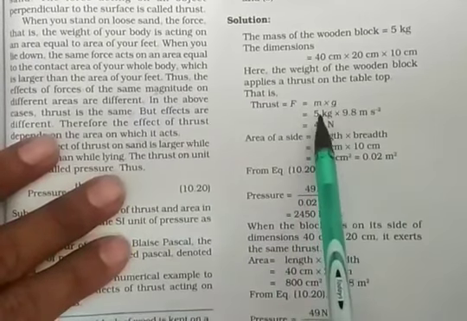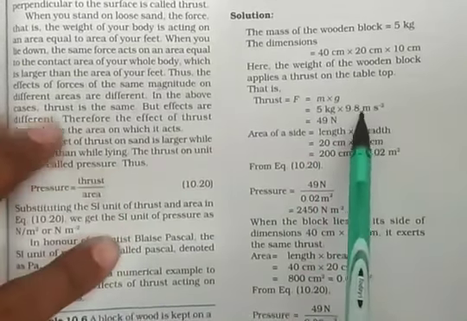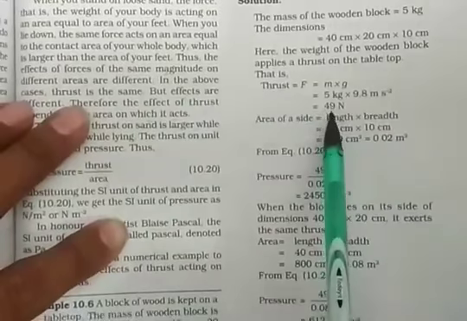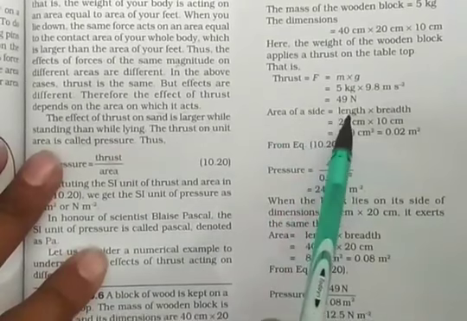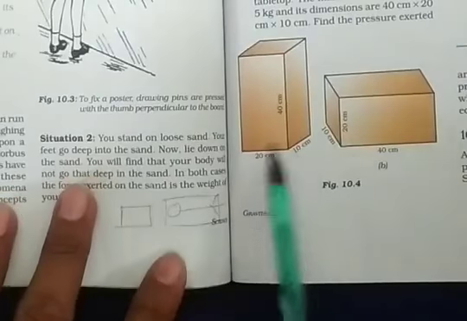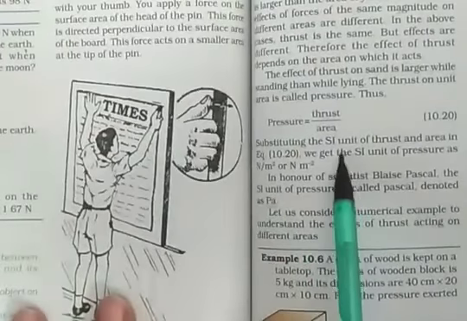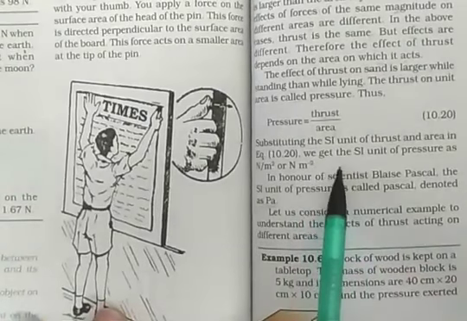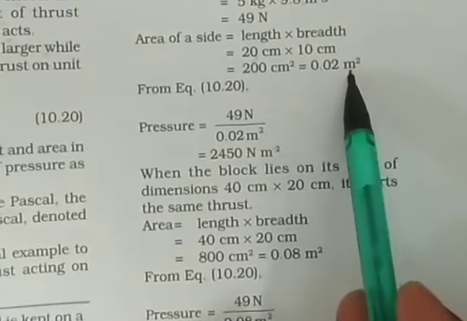F equals M into G, mass is 5 kg and gravitational acceleration is 9.8 meters per second square. So when you multiply, you will get 49 Newton as the thrust acting on it. Now the area of one side, in which side? This side it is lying. So it will be 20 into 10, that is 200 centimeter square. Now we have to write in meter square. So we will calculate by dividing 200 centimeter square by 10,000. When we divide, we will get 0.02 meter square.